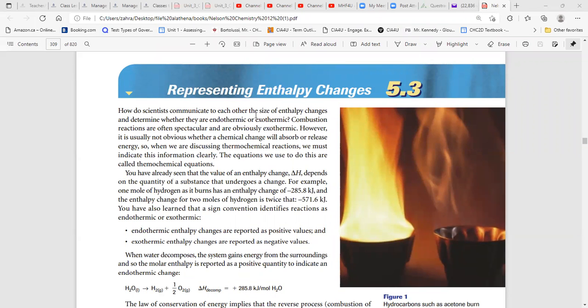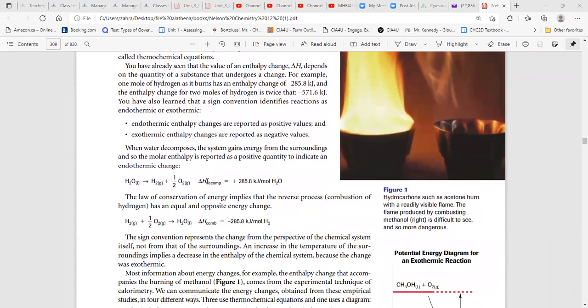The 5.3 representing enthalpy changes. So we can have different ways of showing enthalpy changes. An example here is H2O, water, decomposing to hydrogen and oxygen. For this reaction to absorb 285.8 kilojoules per mole, that is the molar enthalpy for this reaction. And you see, because it's positive, it means energy is absorbed.